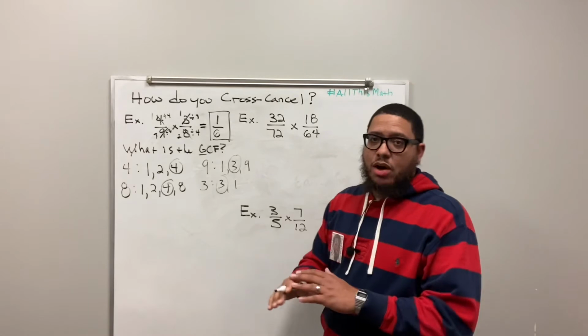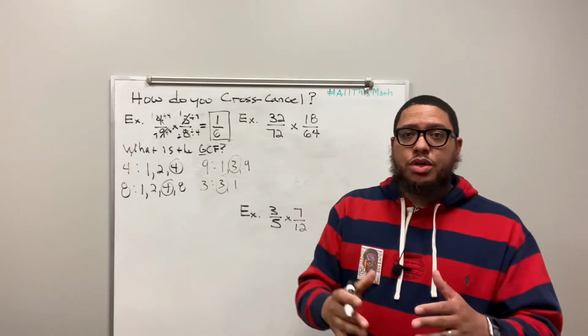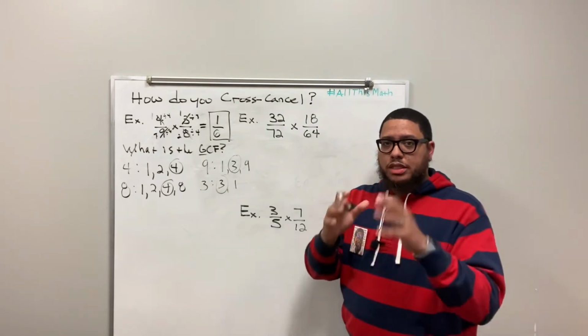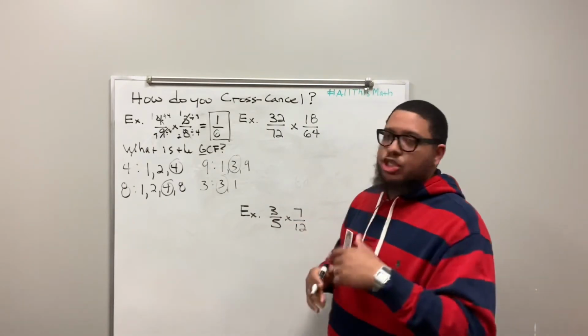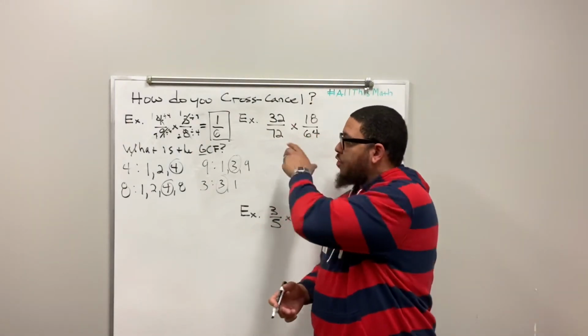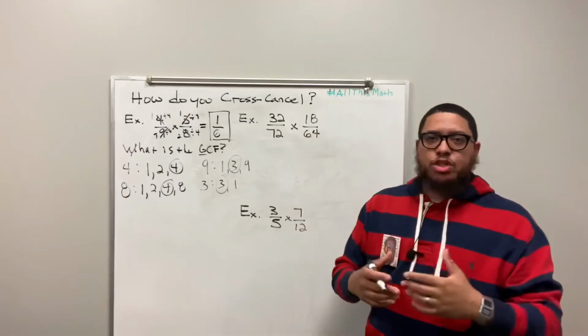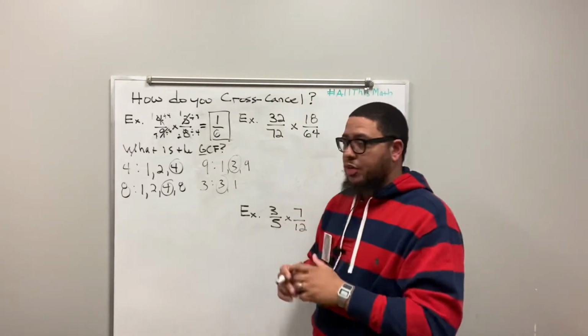Now, I'm not going to list out every factor of 32 and of 64. Okay, I'm not going to do that. You can do that on your own. You can list out the factors, right? But the reason I'm not going to go into detail and list out all the factors on this example is because I really just want to drive home the benefit of cross-canceling in this particular video.